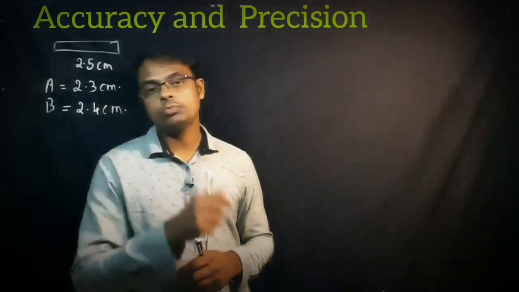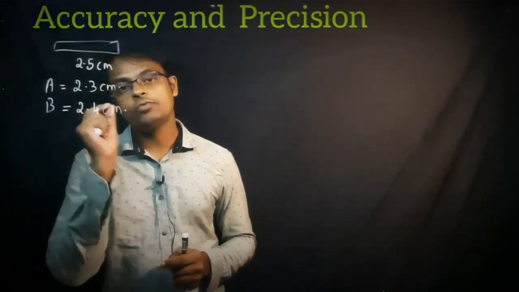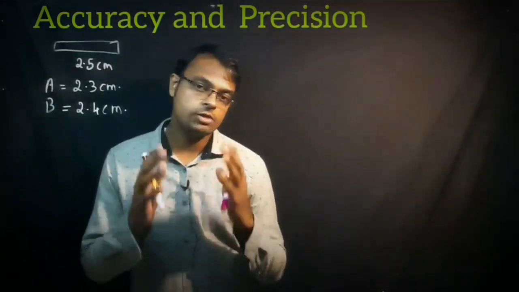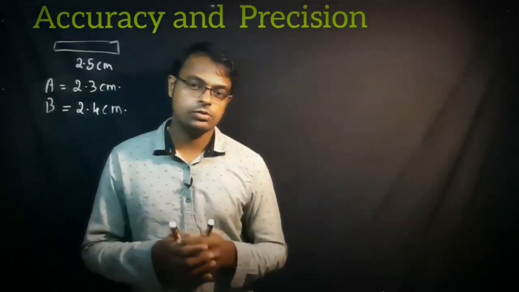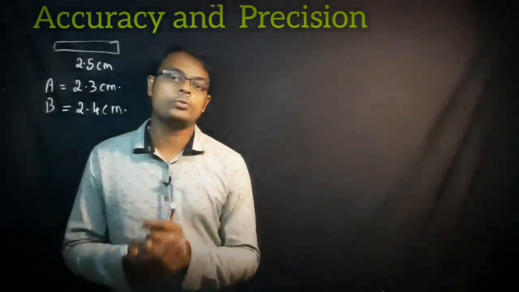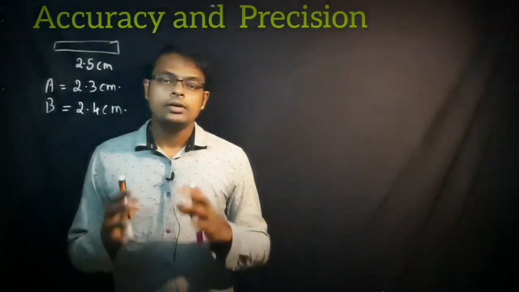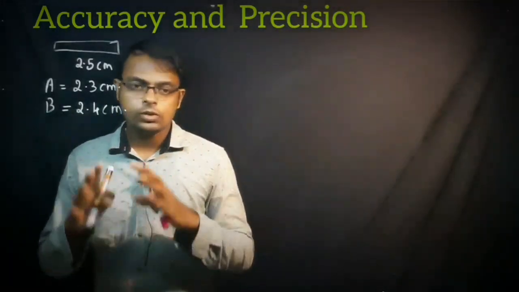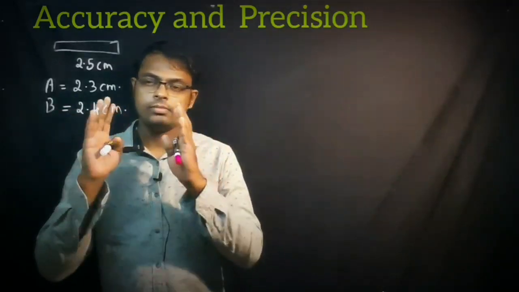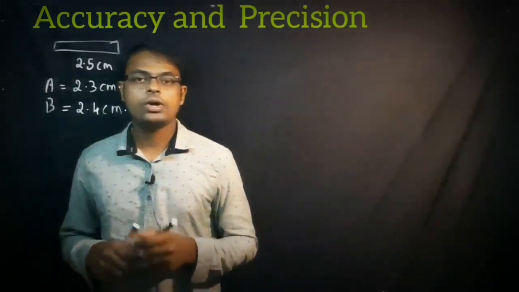Now let's discuss what is meant by precision. So first and foremost point regarding precision is, precision depends upon limit of resolution. Or simply we can say that precision depends upon the least count. Now, in order to understand the difference between accuracy and precision, just imagine another example here.